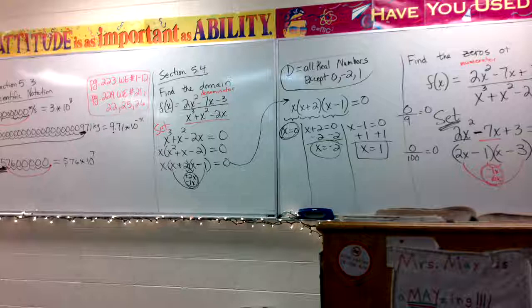So how come over here the numerator can be 0? We did the numerator over here. For the zeros of the function, we want to know something about the numerator. For the domain of the function, we want to know about the denominator. The denominator cannot be 0. Over there it can. Numerator can be 0, but the denominator can't.